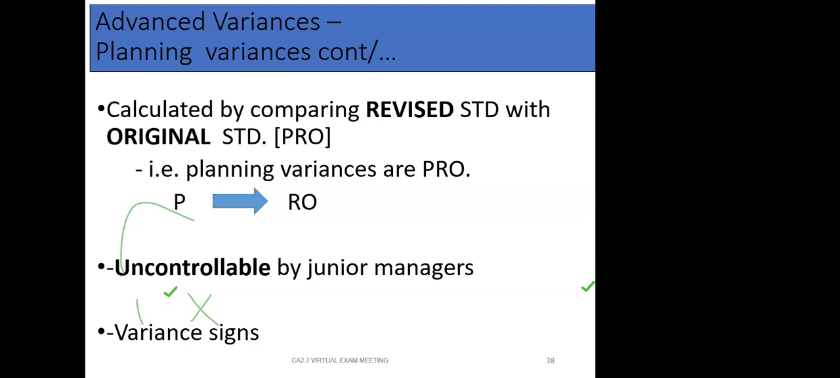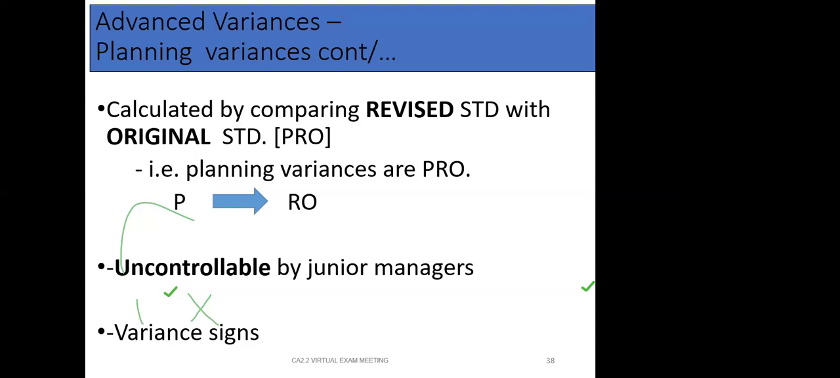How is it calculated? It's calculated by comparing the revised standard with the original standard, because it's explaining the extent to which the original standard was at fault. So you bring in the revised standard: with the benefit of hindsight, what standard should you have incorporated? In other words, planning variances compare revised standard with original standard. So there are no actuals there initially. And the other thing to know is that they are uncontrollable by junior managers.